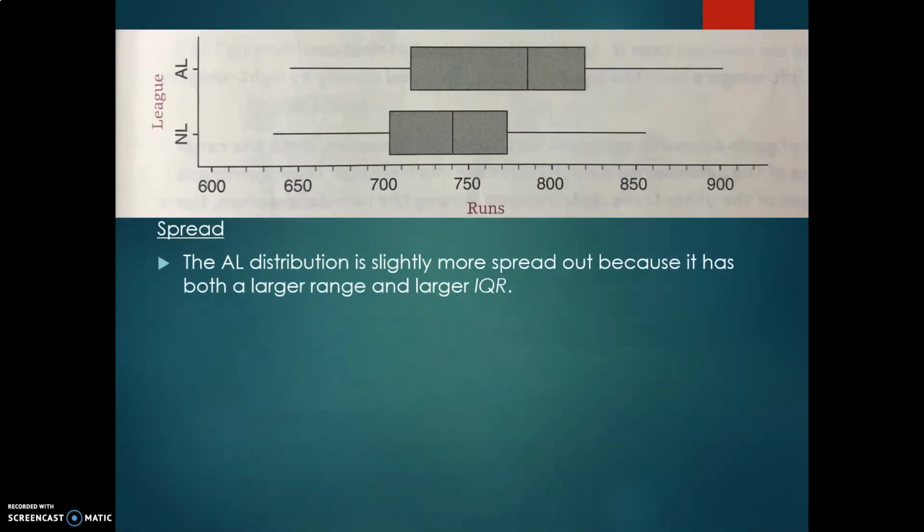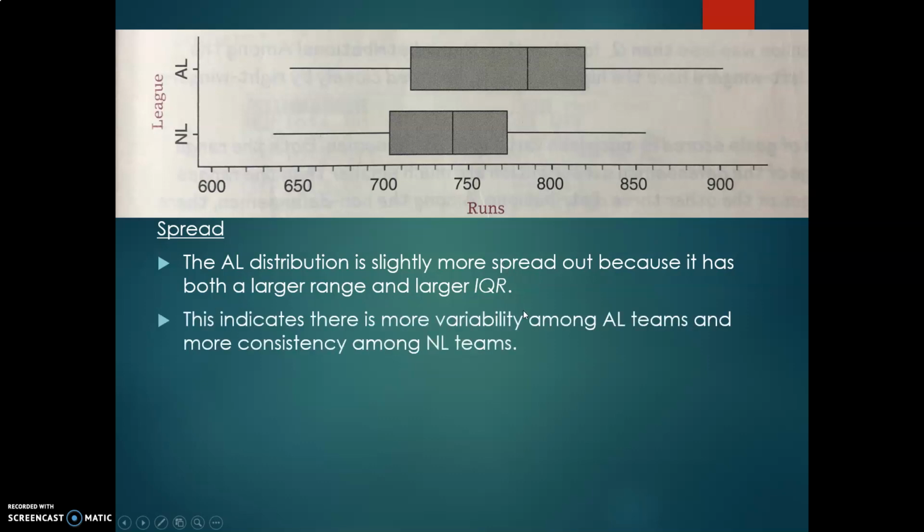And then the spread. The AL looks like it is spread out further. There's a larger range, and because our box is bigger, there's a larger interquartile range than the NL. As we looked at in 2019, the same thing from the other day, the AL was more spread out, and the NL is more consistent. It's closer together. So just remember those four things.